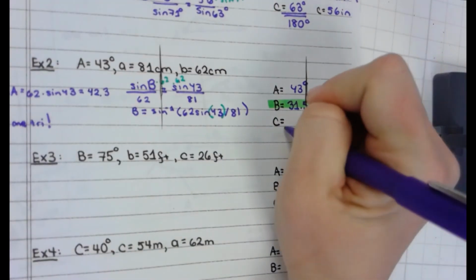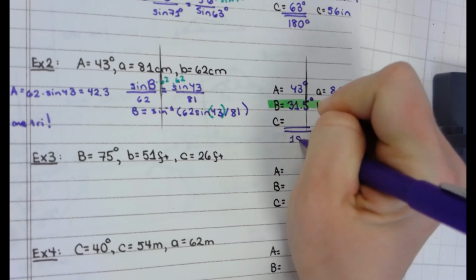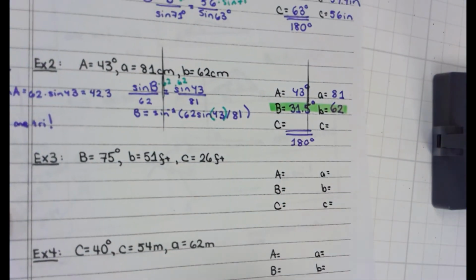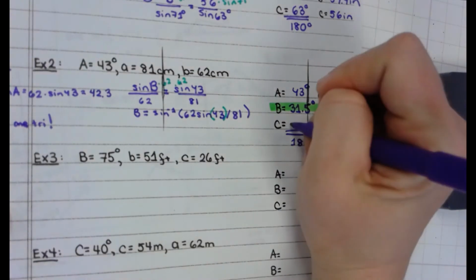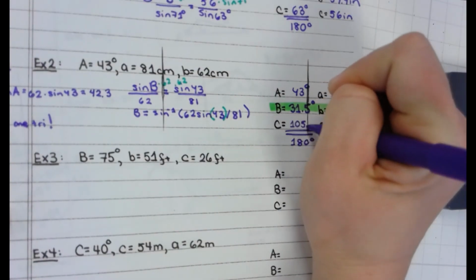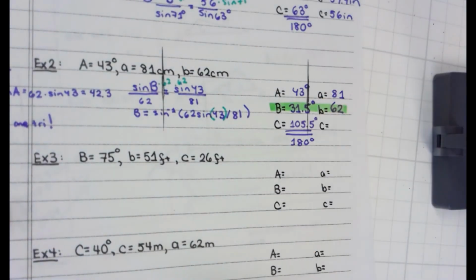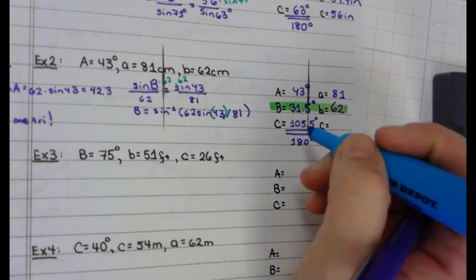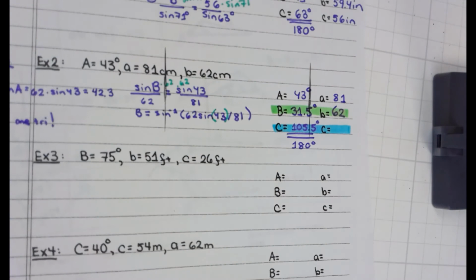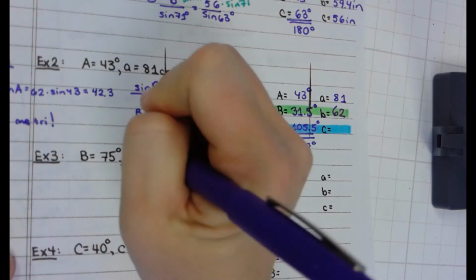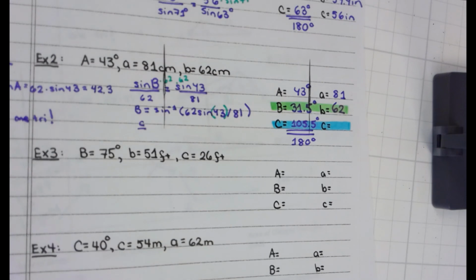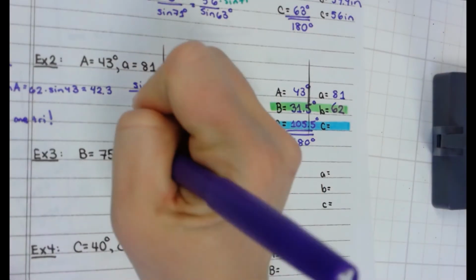All right, guys, we have two angles. Can we find the third one? Yes, from 180. Okay, if you subtract that from 180, you're going to get 105.5. And then proportionally, what's the last thing we have left to find? C. Okay, so since I'm finding side C, I'm going to put C on the top. C is over sine of 105.5.